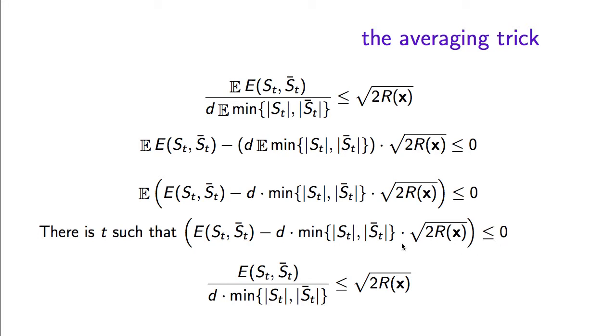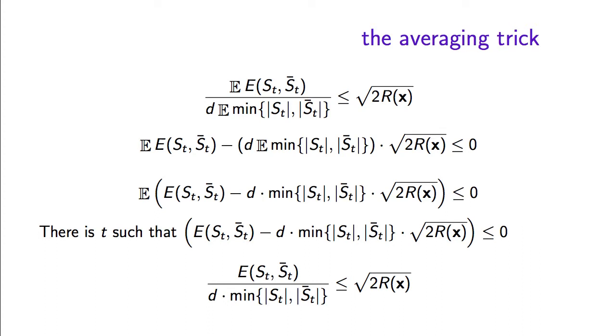And when this happens, this quantity is at most the square root of 2R(x). What is this quantity? It's the expansion of the set S_t. So what did we prove? That with positive probability, if we pick a threshold t according to that distribution, and then we look at the corresponding sets that are defined by that threshold, the sets that we pick are such that the smaller set has expansion at most the square root of 2R(x). So if a random threshold t has this property with positive probability, it means that some t exists.